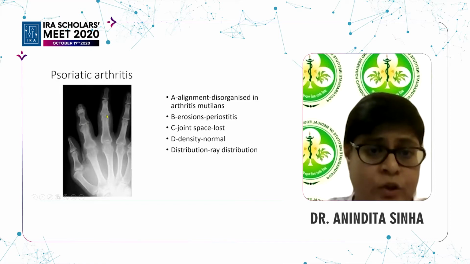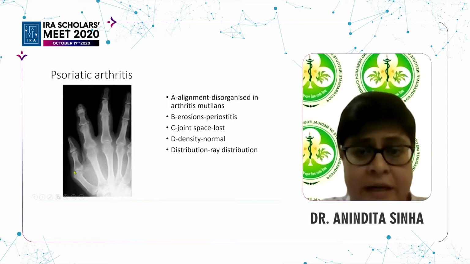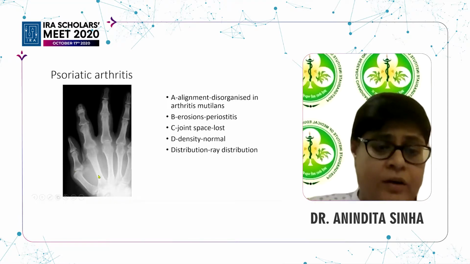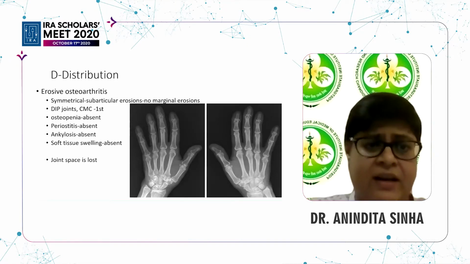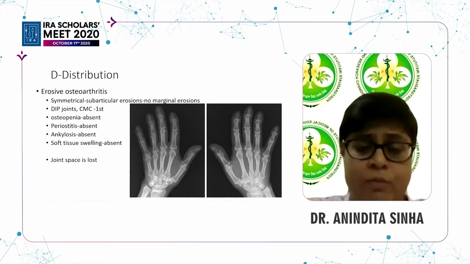You can also see that the joint space has been lost, both in the PIP over here and the DIP over here. The joint space is maintained over here, but the PIP as well as the DIP joint space in the uninvolved ray is maintained. And alignment early on may be normal, but if you have arthritis mutilans, which is a rare phenomenon, you can get a grossly deformed joint.